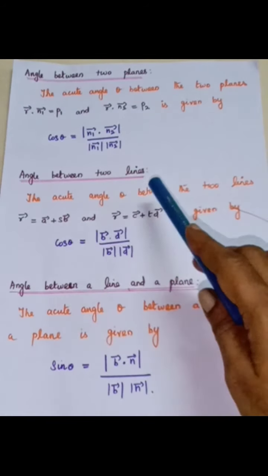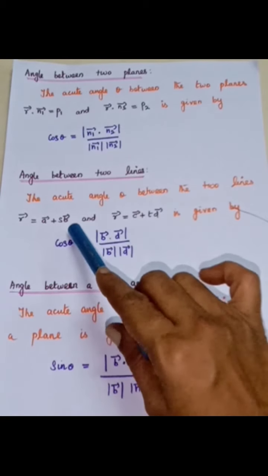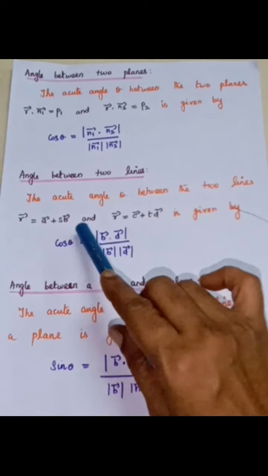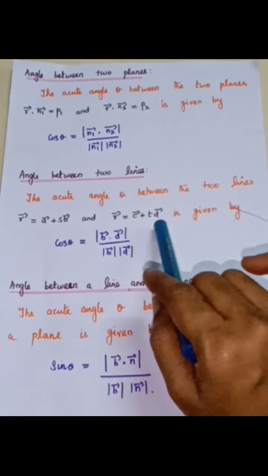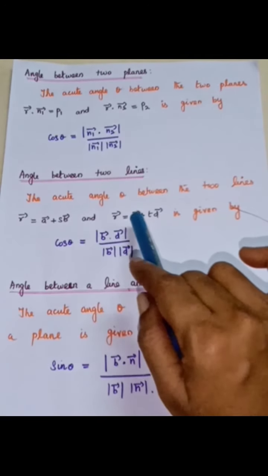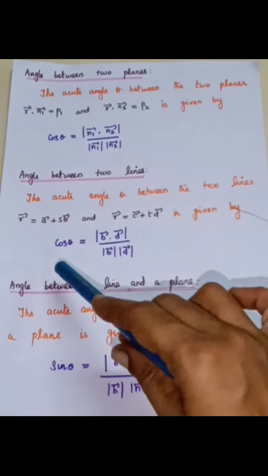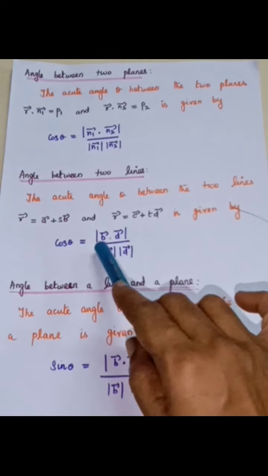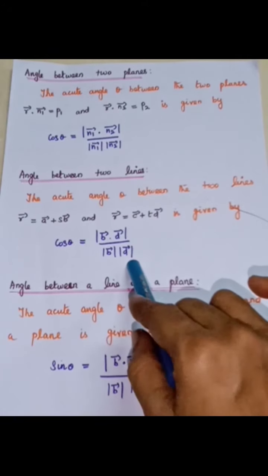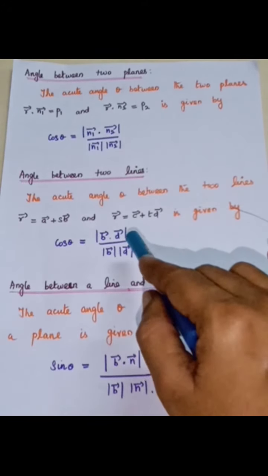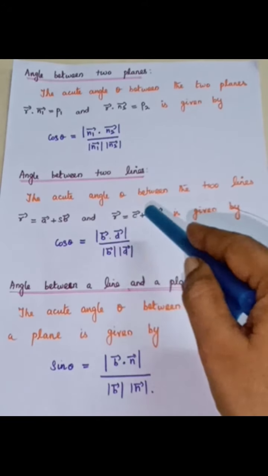The angle between two lines. So the line equation is r vector is equal to a vector plus s b vector. That's the first line equation. And the second line equation is r vector is equal to c vector plus t d vector. So the angle between the two lines is nothing but angle between their directions. So therefore cos theta is equal to modulus of b vector dot d vector divided by modulus of b vector modulus of d vector. In exercise 6.5 we have discussed about the angle between two lines.